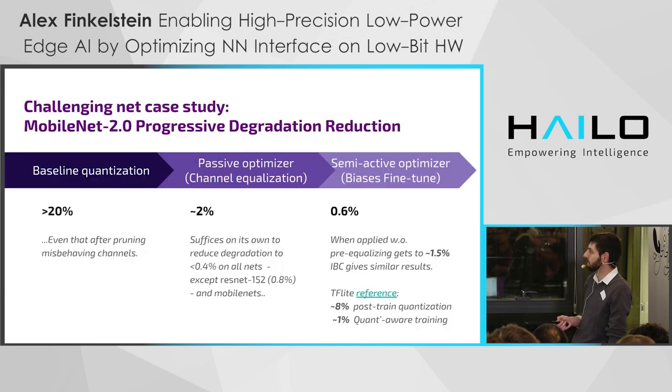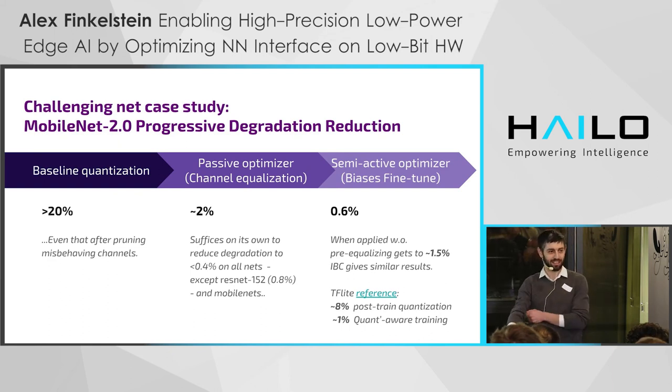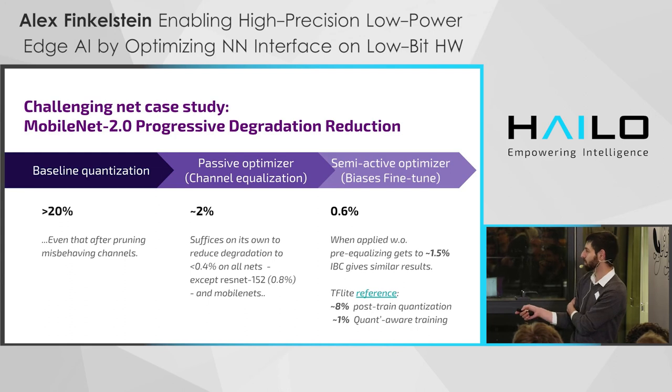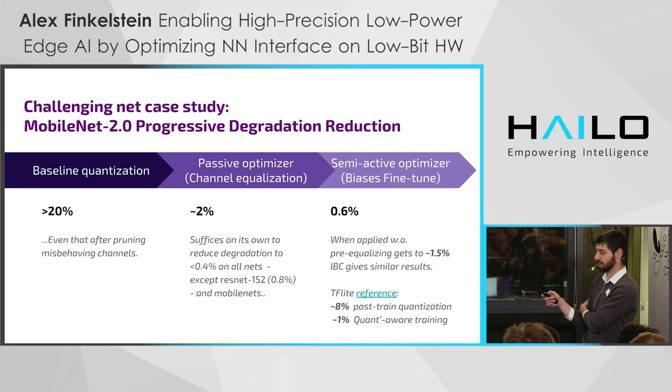So okay, let's look at the results. Eventually, these two are not perfectly independent, but they do manage to find different tweaks to add one on top of another. So when applied alone, this one gets to 2% degradation, this one gets to 1.5. When applied together, they get to 0.6 degradation, which we think is pretty impressive, considering that the Google folks got to 1% degradation with fully blown quantization-aware training of all the weights of the network. So we think it's nice.